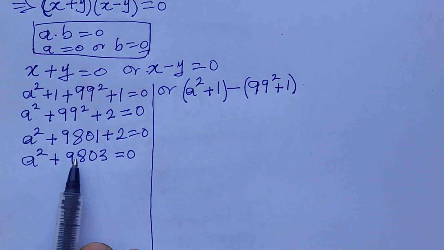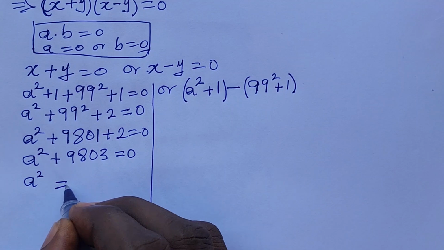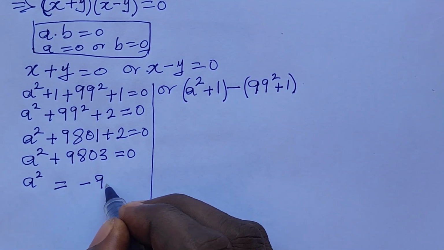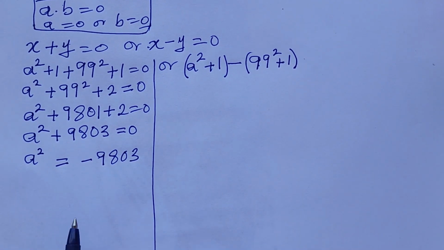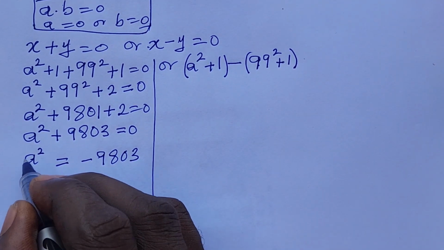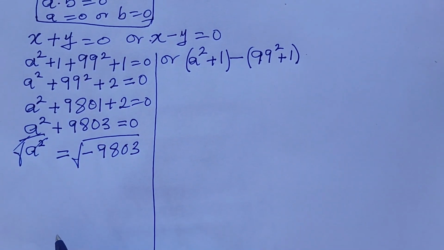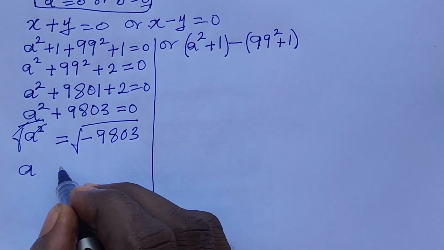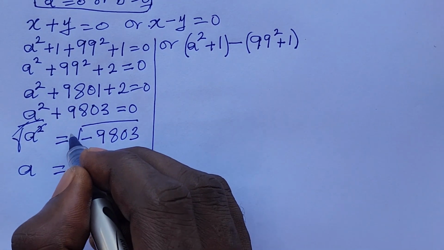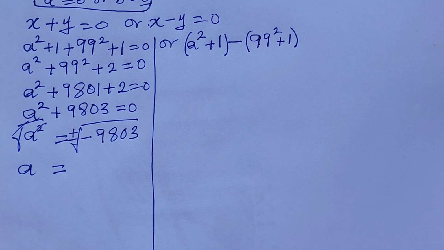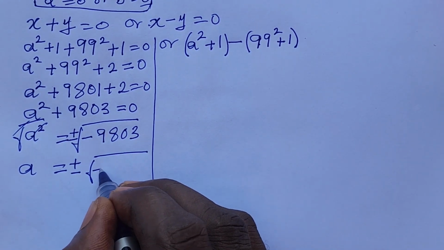So all I will do here is to send this to this side of the equation. So I'm now having a to the power of 2 is equal to minus 9803. So what do I do here? I'm going to take the square root of both sides. So if I take the square root of both sides, I have the square root of this and the square root of this. This leaves the system. So I'm now left with a is equal to, again, immediately we introduce our square root sign, then we add our plus minus here. So we are now having plus minus the square root of minus 9803.